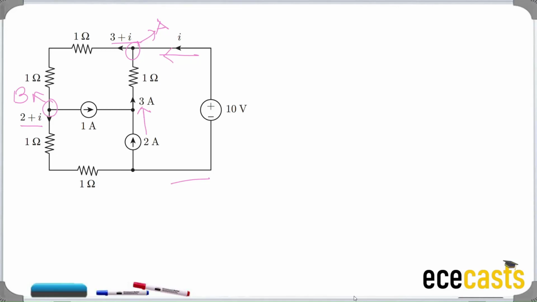This 3 plus I ampere of current, when it crosses node B, 1 ampere of current flows in this right direction. So at node B, what we are left with is 3 plus I minus 1, which is 2 plus I ampere of current. That is how I get 2 plus I ampere of current in this node B.